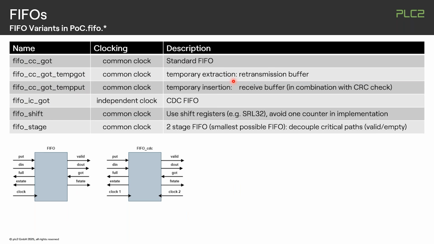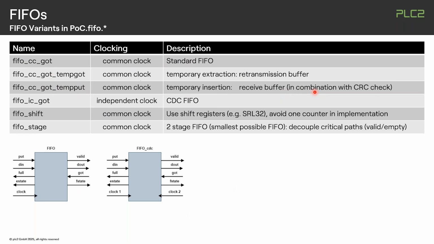and then you can read out again from this old position. So actually, this is implementing a retransmission buffer with a commit and rollback feature. When we have a retransmission buffer on the sending side, we need a similar implementation on the receiving side. So we have the temp put FIFO with a temporary insertion feature. So this is implementing our receive buffer.